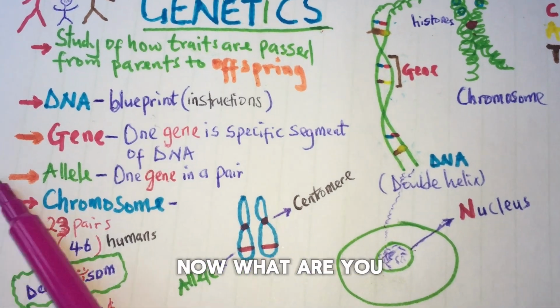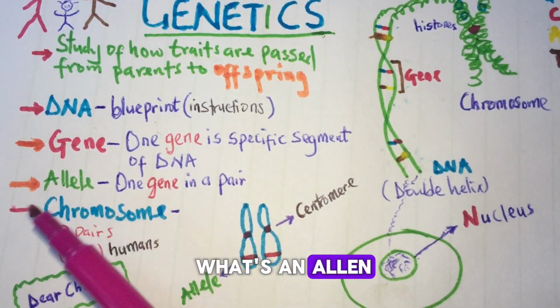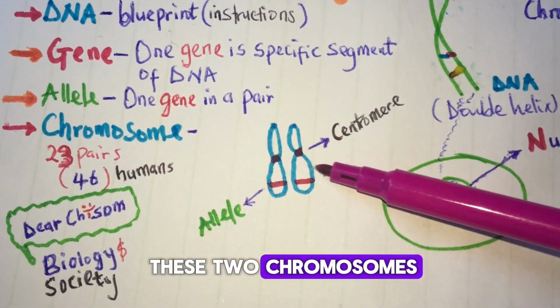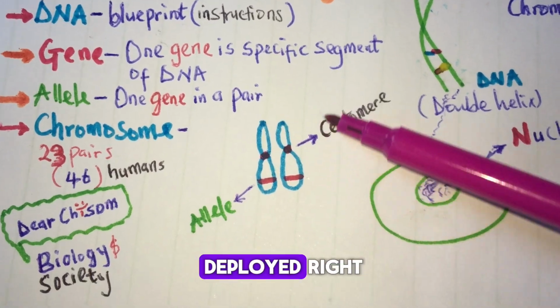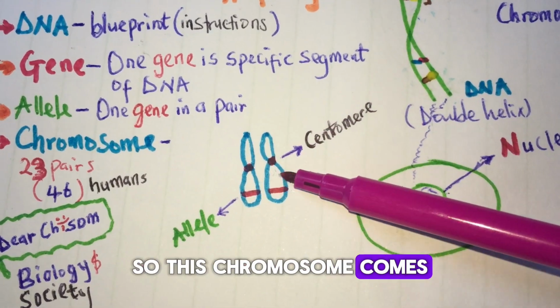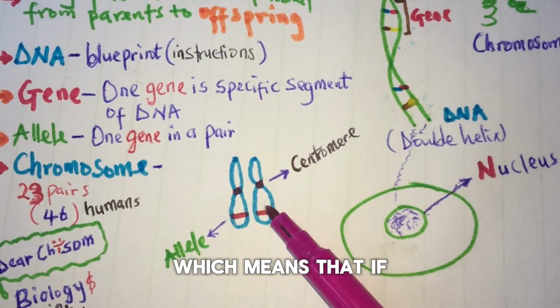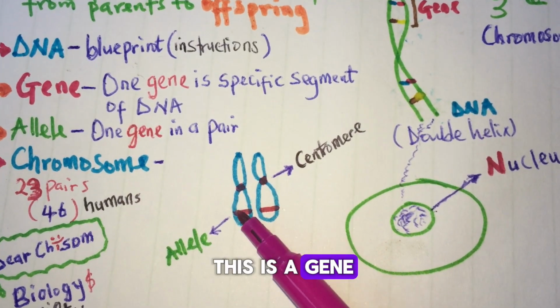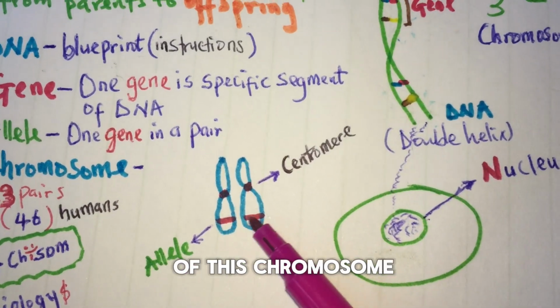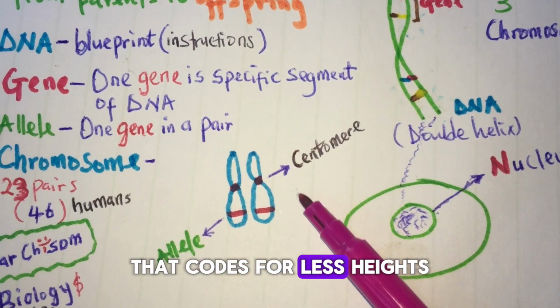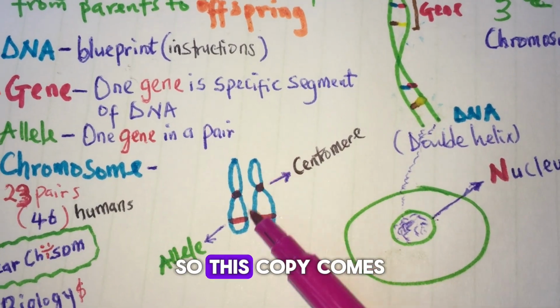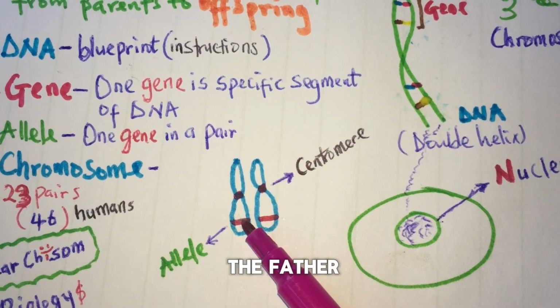Now, what's an allele? Let's look at these two chromosomes. Remember how humans are diploid, right? So this chromosome comes from the mother and this comes from the father, which means that if this is a gene, this is a segment of this chromosome that codes for, let's say, height. So this copy comes from the mother, this copy comes from the father.